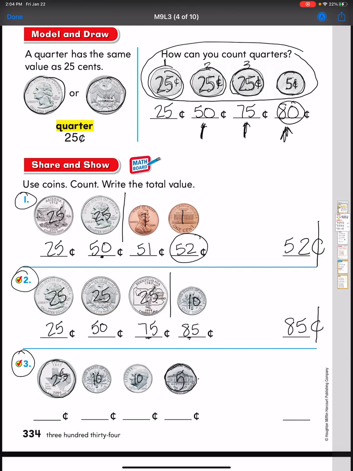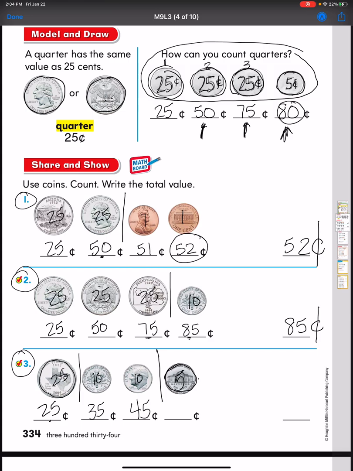All right, so let's count. 1 quarter is worth 25 cents. I'm going to stop because now my coin has changed. I now have dimes. So I'm going to count by tens. So I had 25. Now I have 35. Now I have 45, and I'm going to stop because I have a different kind of coin now.